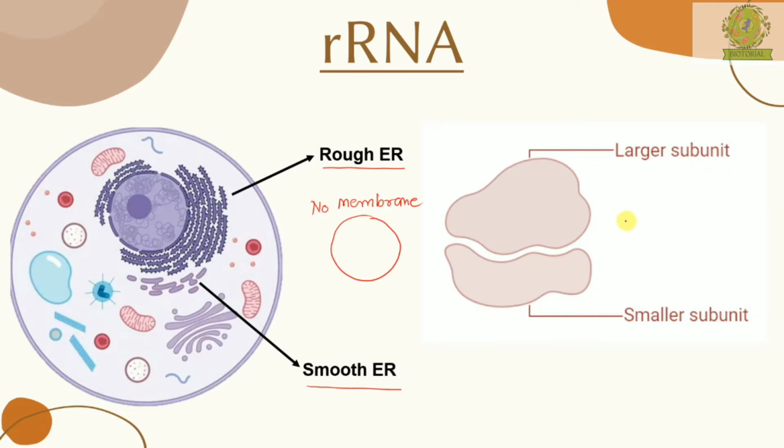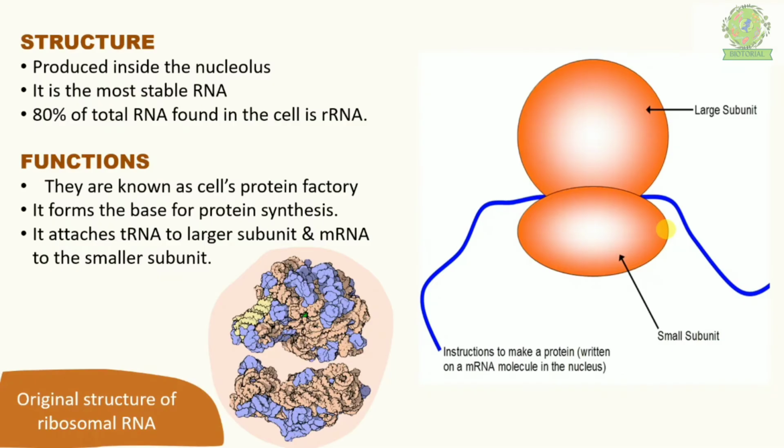There is a single strand of RNA which is intertwined into itself. It is folded and it forms the larger subunit. Similarly, another strand comes, coils and folds, and forms the smaller subunit. So this is how it is formed. Now let us understand about the structure and function in more detail.